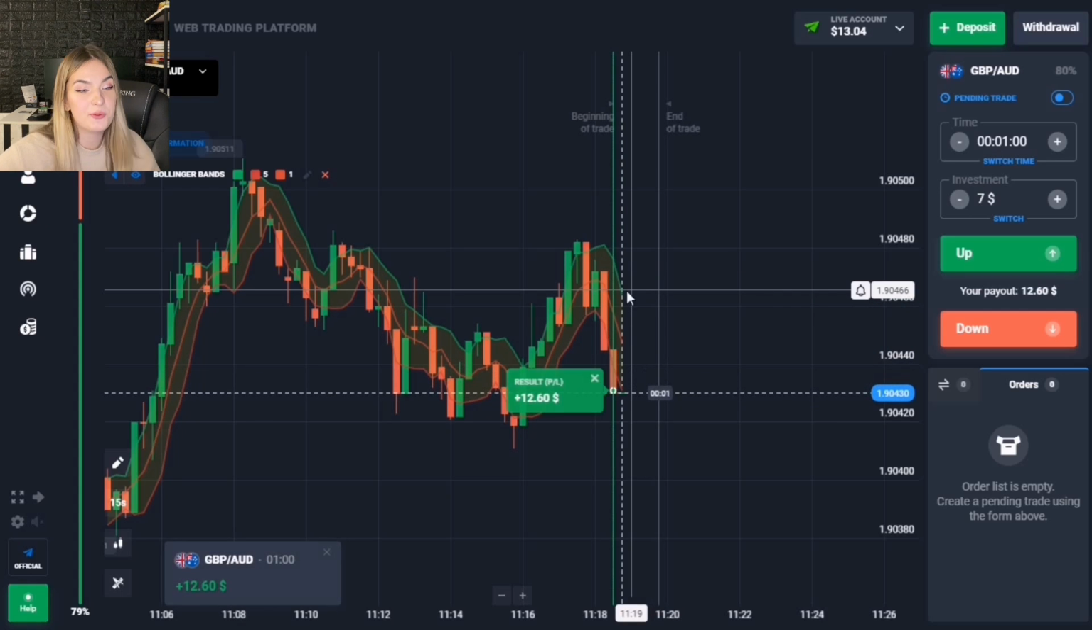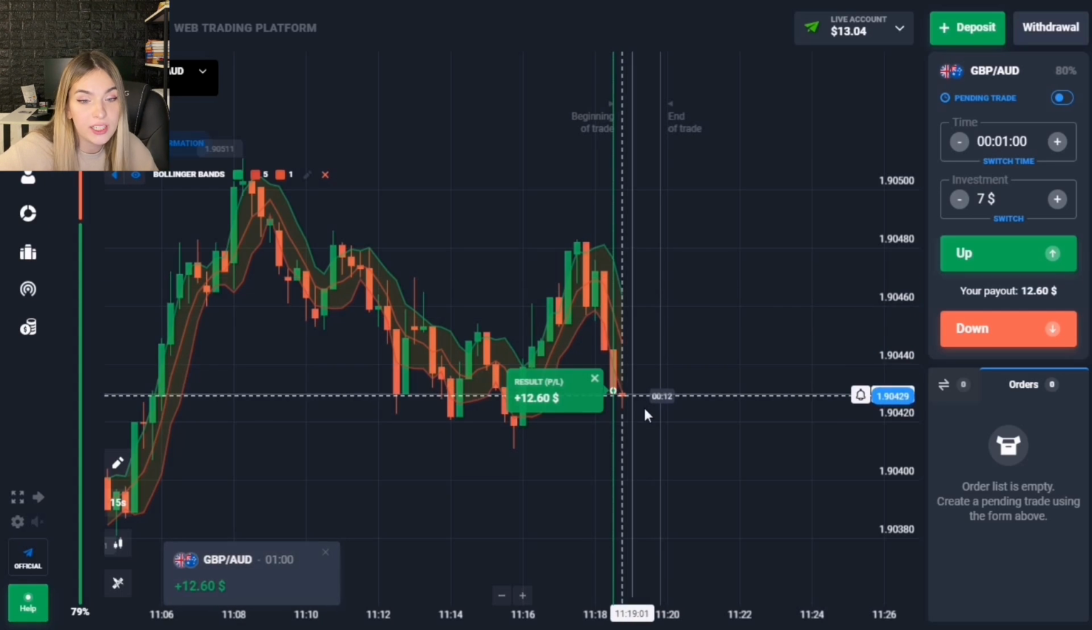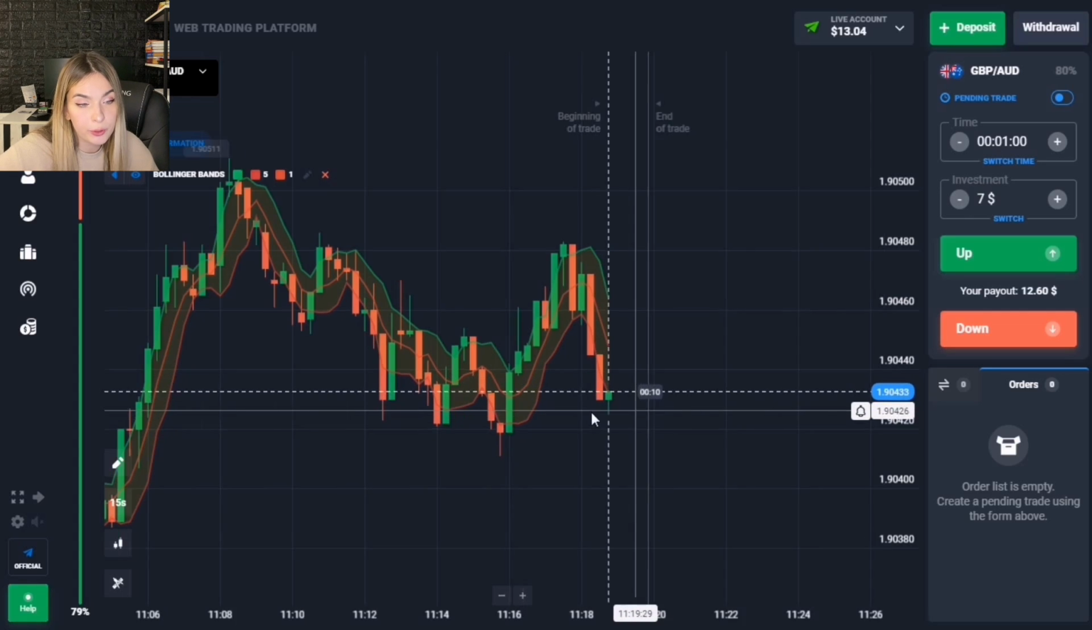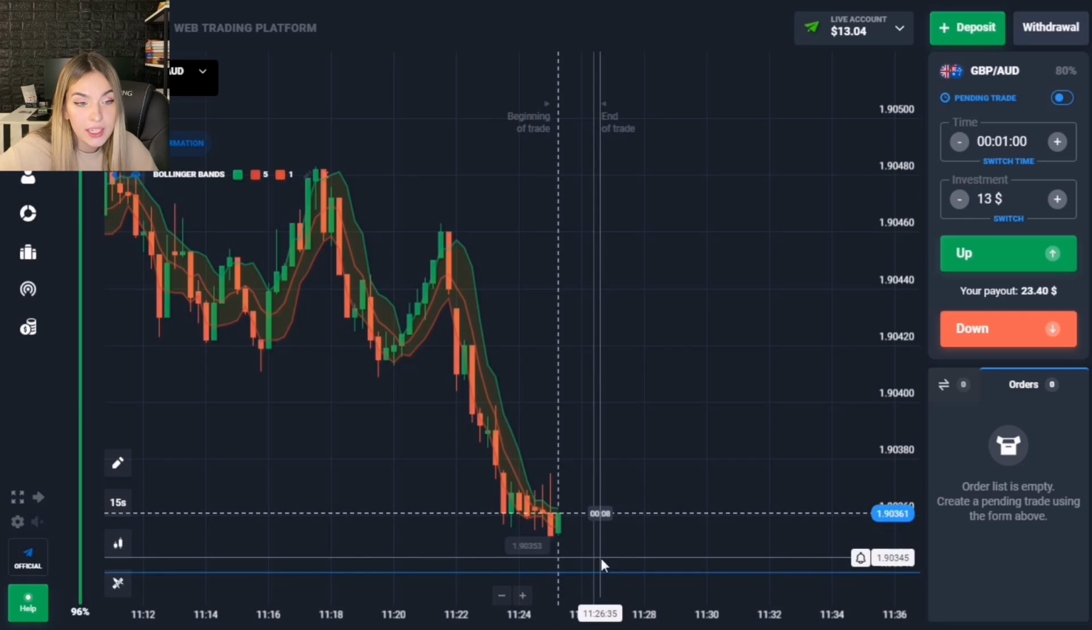Quite well, a really good pullback down has happened and we got a profit. Let's continue to consider the following market situation. Here we see the support level.